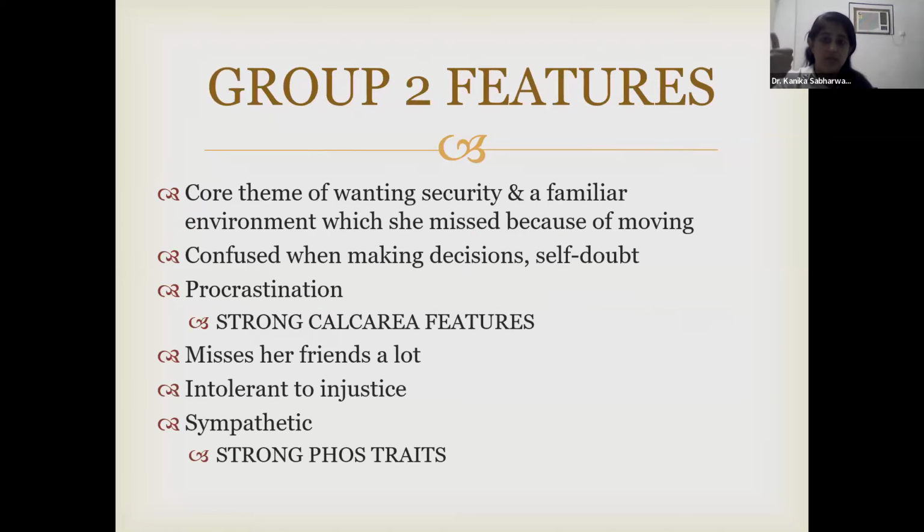Core theme: wants security, wants a familiar environment, goes home every time there's a break from college, misses her original home, those friends, confusion of own capability, self-doubt, element of laziness. So pointing towards Calcarea. On the other side, one thinking of Calcarea Carb, even though she's chilly, very sympathetic, focus on friends. She did not say, I miss my family, I miss my grandparents. So we chose a remedy called Calcarea Phos based on these traits.